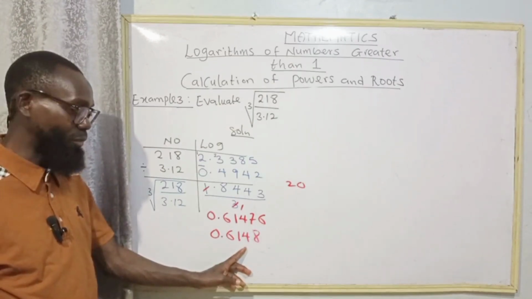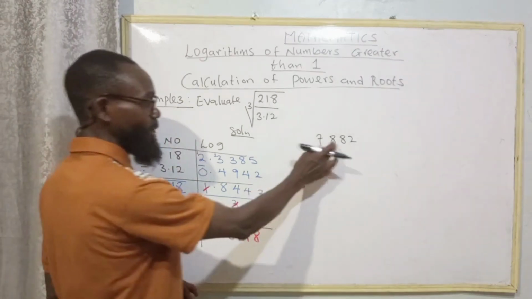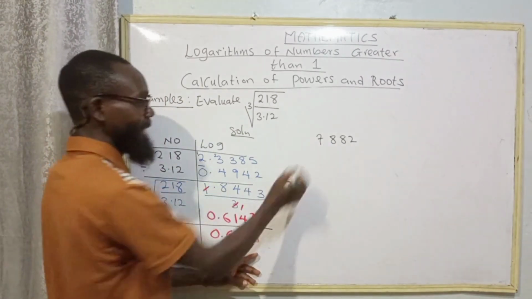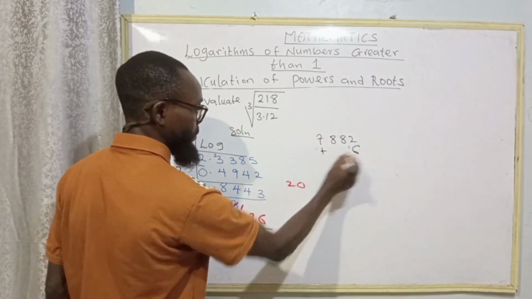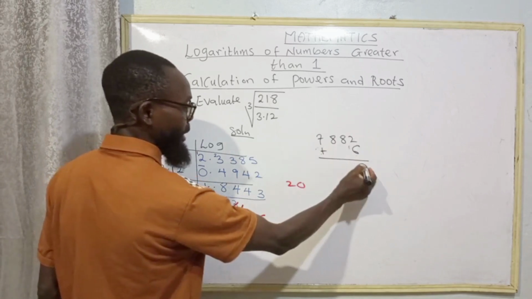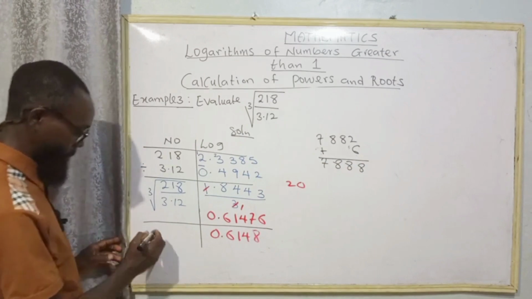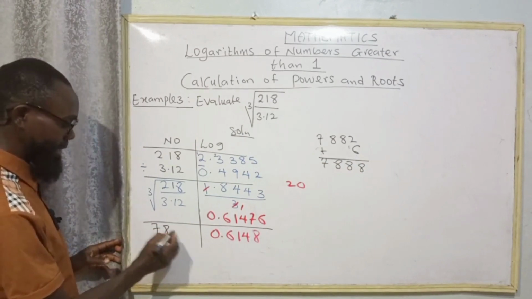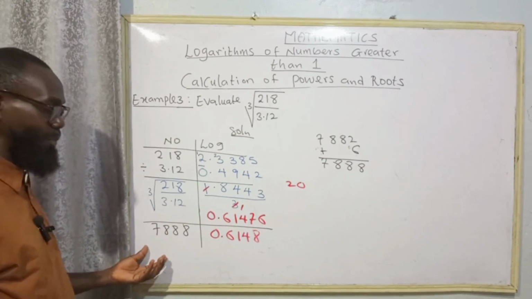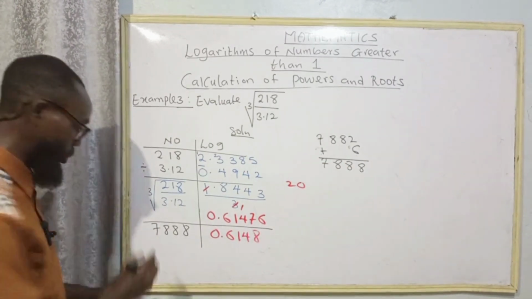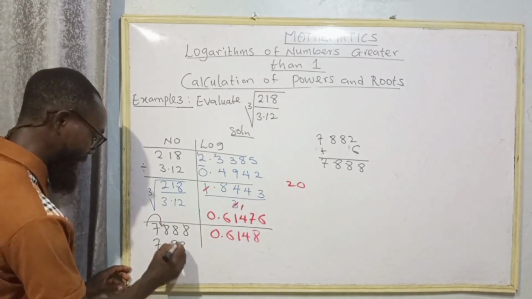Now finally, we have to get our final answer by checking our anti-logarithm. 61 under 4, difference 8. 61 under 4 is 7882. Difference 8 will give us 6 plus 2, we have 8. So 8, 8, 7, so here we are going to have 7, 8, 8, 8. To put our decimal point, you add 1 to this 0, making 1, so it shifts. So we have 7.888.